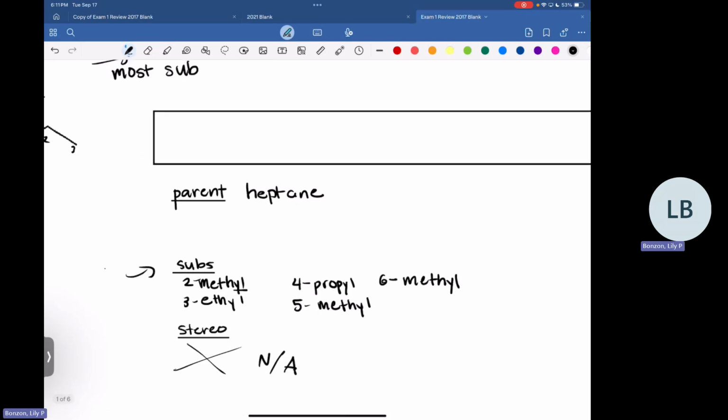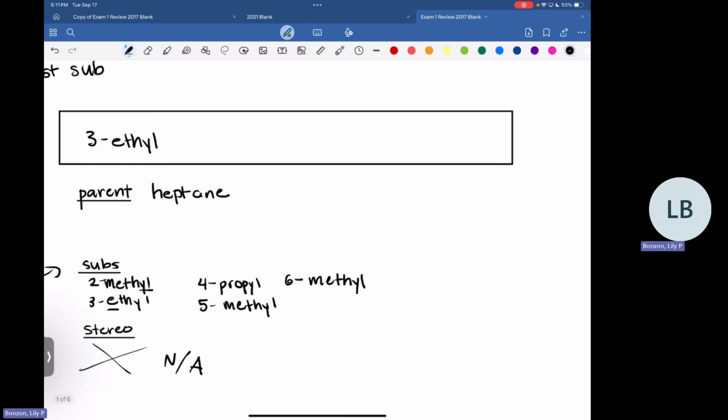And then again, it's going to be in alphabetical order. So it's not the numbers, it's going to be the letters of the substituents. So our ethyl group would be first, even though it's not at 2, it's at 3. Because it has the E, it's going to be our first in the name. So that's going to be 3-ethyl. And then M comes before P, so our methyls are going to be next.